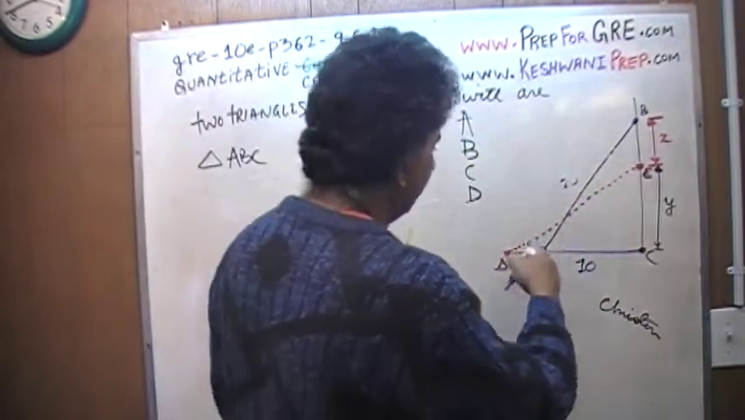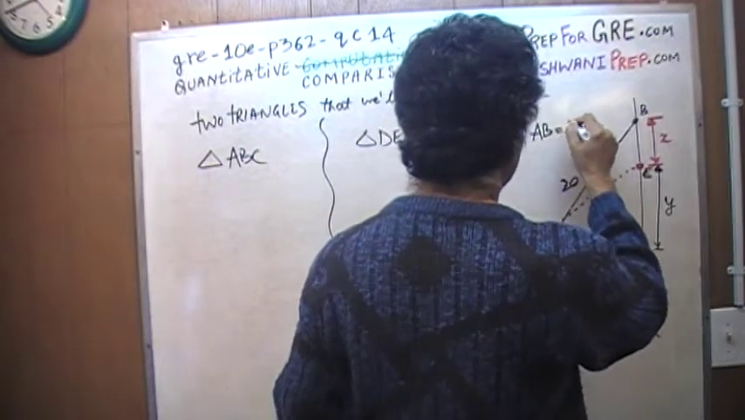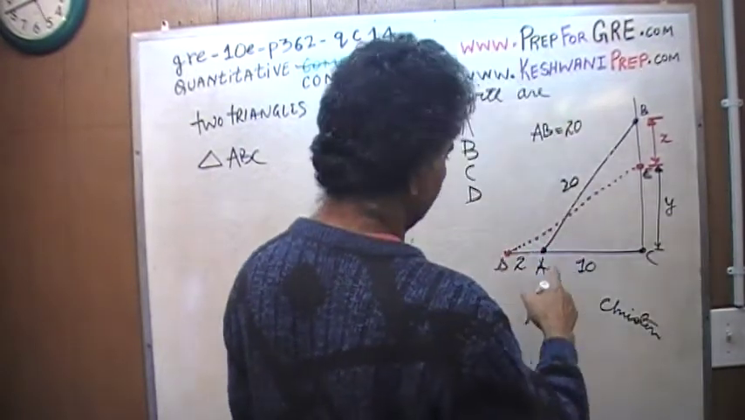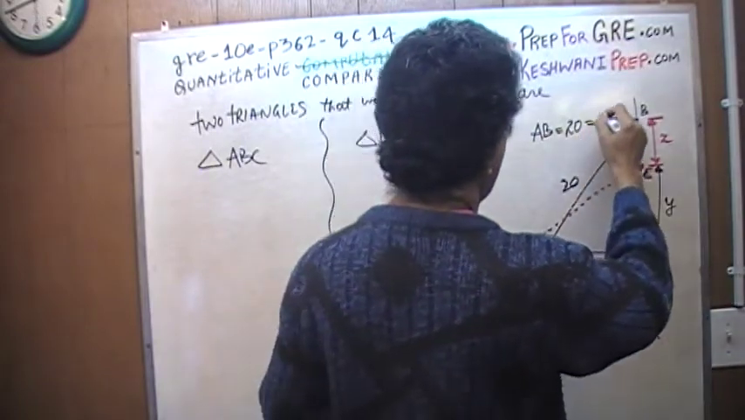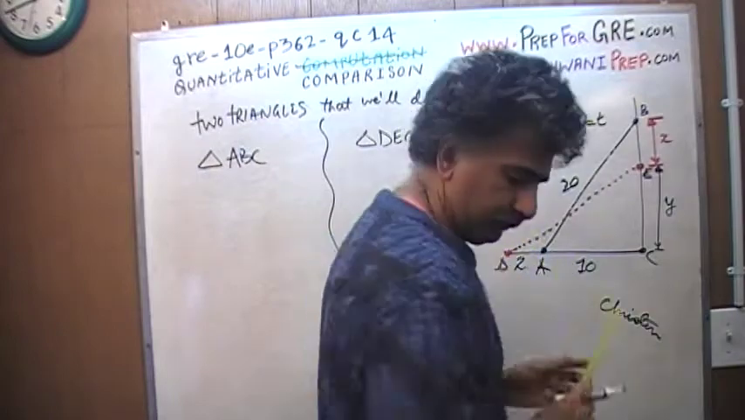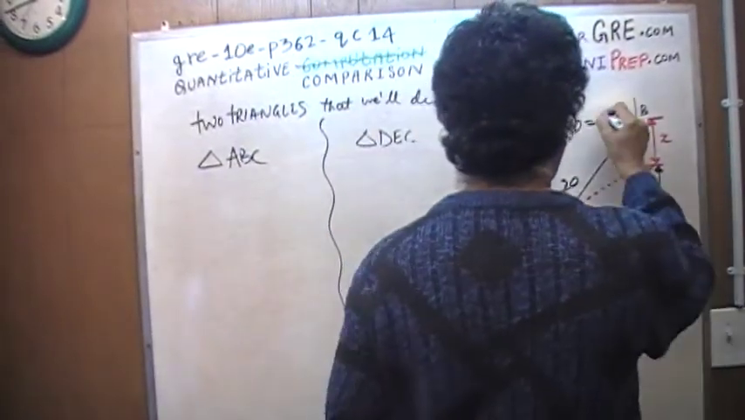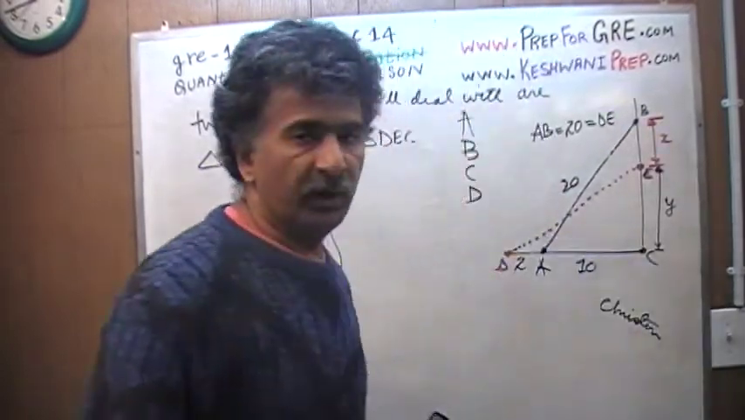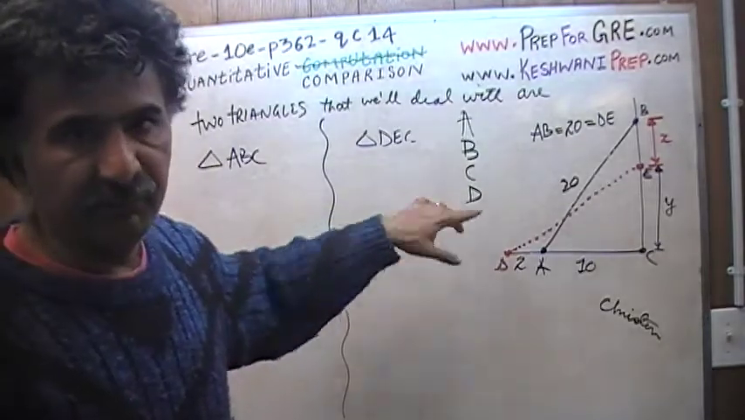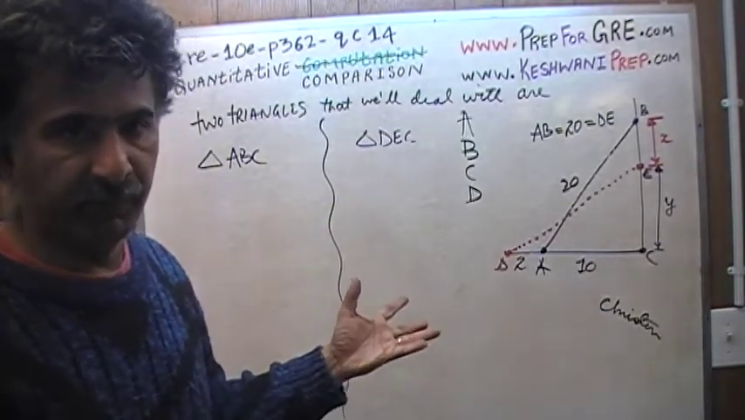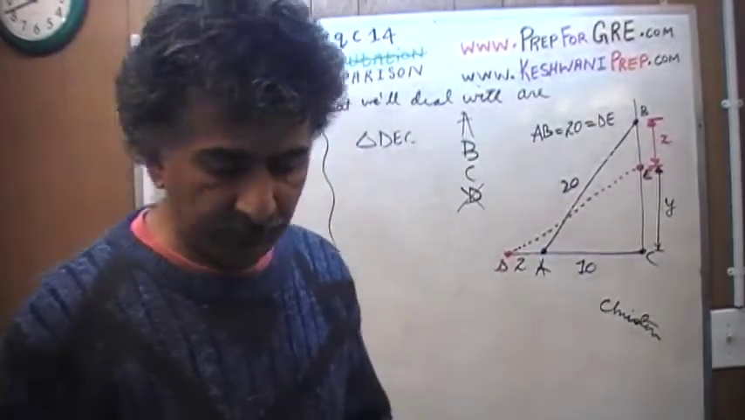So A to B is 20, which is the same as D to E, which is your hypotenuse in both cases. So what I was trying to explain to you is that D cannot be the answer because there is plenty of information to figure out the things that we need to figure out. D is ruled out.